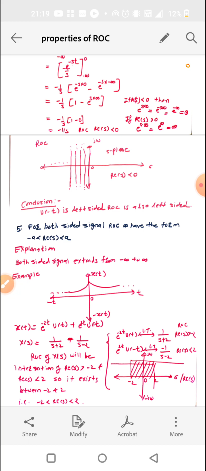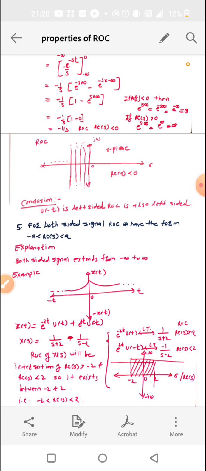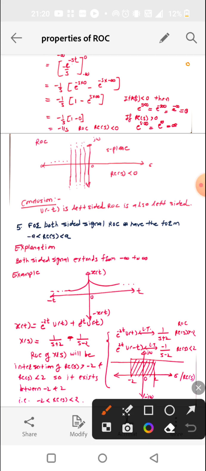Okay. So when we solve the problems, we will go deep into all these problems. But here, only listing the properties will not be that informative, rather than including one problem. If we include one example, then it will be easy for you to remember those properties. So this is the both sided signal: e raised to minus 2t u(t) plus e raised to 2t u(minus t).